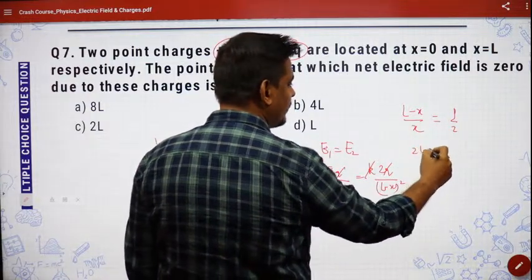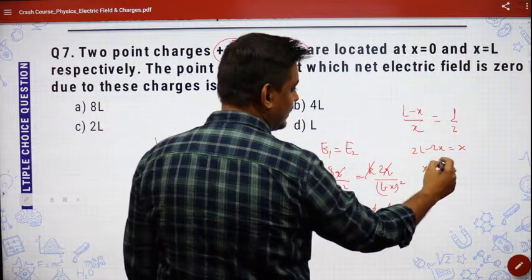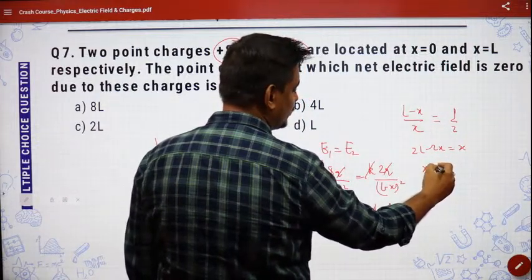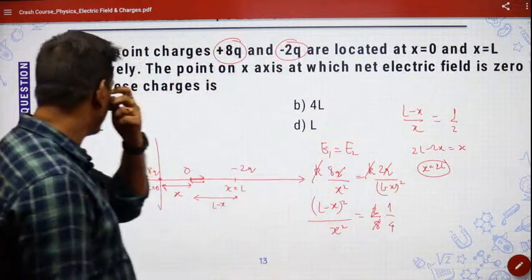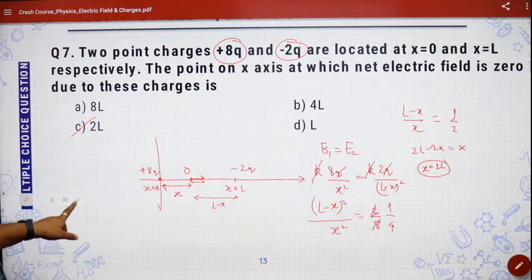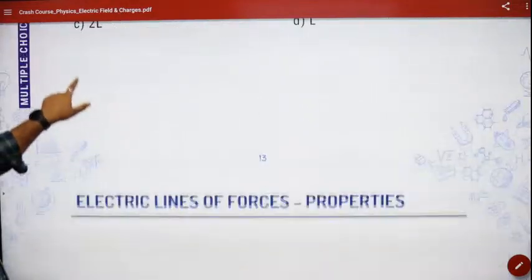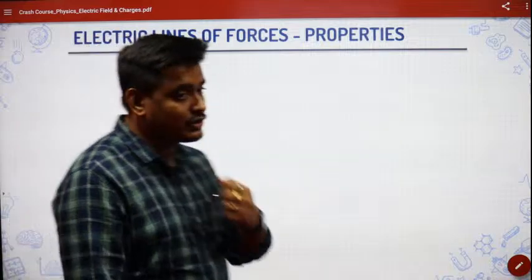So 2L minus 2x is equal to x. So x is equal to, from here you can take, 2L by 3. So I can say very clearly that the answer would be equal to 2L by 3. So a very simple question, you see. Next we are going to electric lines of forces.